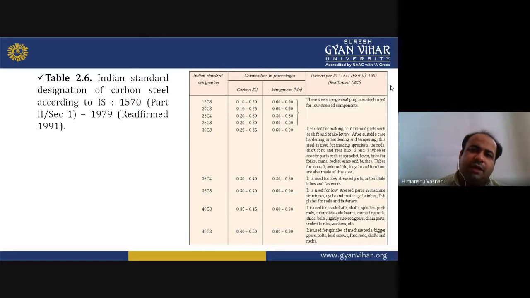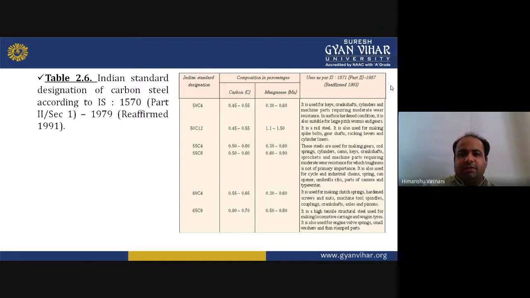Based upon the percentage of carbon and manganese, you can easily understand their usage. Again, this is a material designated like 15C12. You can see the carbon content is 0.45 to 0.55, so that is a rail steel. It is made for spike bolts, gear shafts and locking levers.